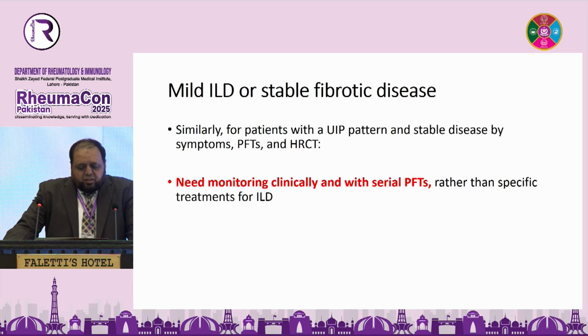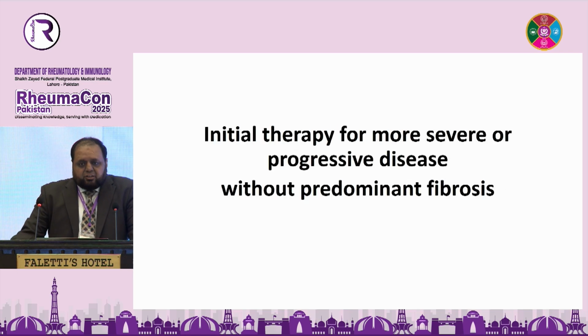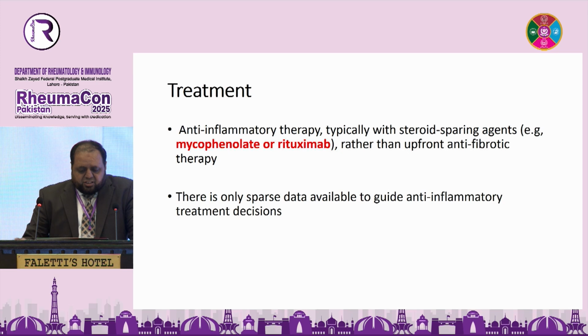Similarly, for patients with UIP pattern and stable disease by symptoms, PFT and HRCT, in this case also it is recommended only monitoring, clinical monitoring along with PFTs. While initial therapy for more severe or progressive disease without predominant fibrosis, in this case, anti-inflammatory therapy with steroid-sparing agents like mycophenolate or rituximab rather than an upfront anti-fibrotic therapy.